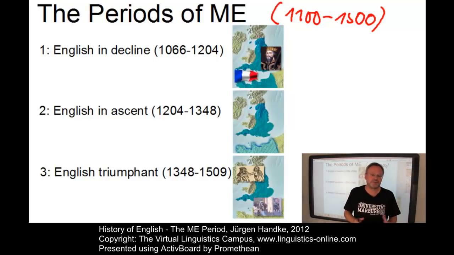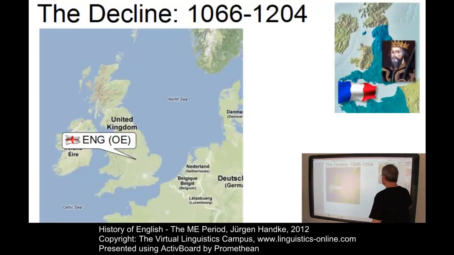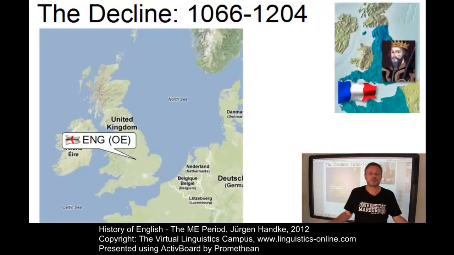Let us look at the three phases of Middle English in more detail and focus on the status of English in conjunction with the central developments of that time. After the Norman conquest, England's social and political structures underwent dramatic changes, such as an almost complete replacement of the English aristocracy by a Norman aristocracy. Over and above the political and social aspects, the conquest had an enormous impact on the English language.